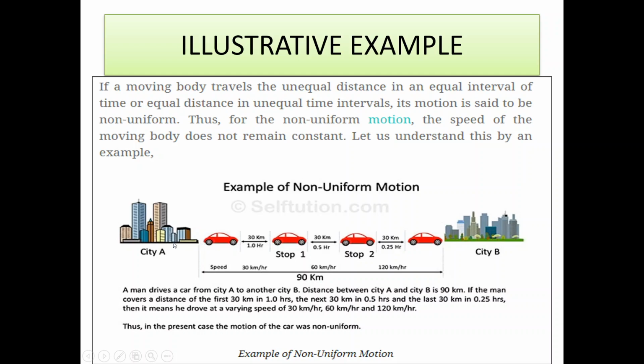Next is non-uniform motion. Again the distance is same between city A and city B, 90 kilometer, but this car 1 hour 30 kilometer, another next 30 kilometer in half an hour, next 30 kilometer in 0.25 hour. So equal distance is not covered in equal time interval. Such type of motion is called as non-uniform motion.